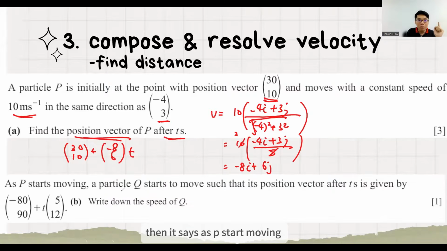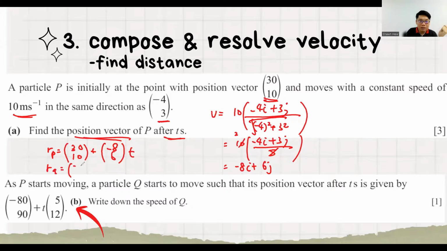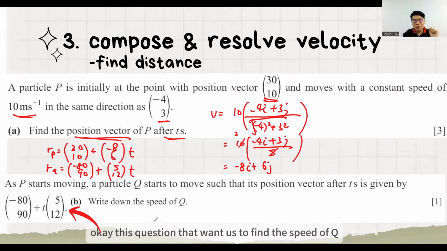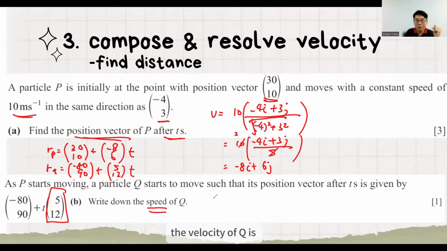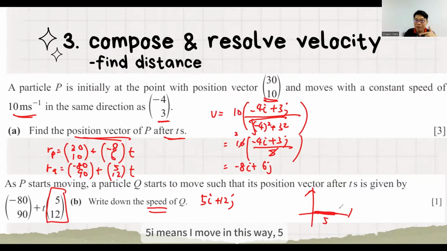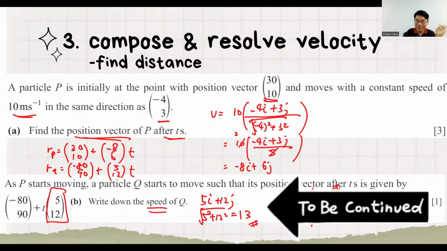Then it says as p starts moving, a particle q starts to move. So we know that the r of q is... Okay, this question wants us to find the speed of q, which is very interesting because we know that the velocity of q is 5i plus 12j, because it is initial plus vt. So v is given. 5i means I move this way by 5, and 12j means I move up by 12. So can you know what the speed is? We just do the hypotenuse, so the speed of q is just 13.